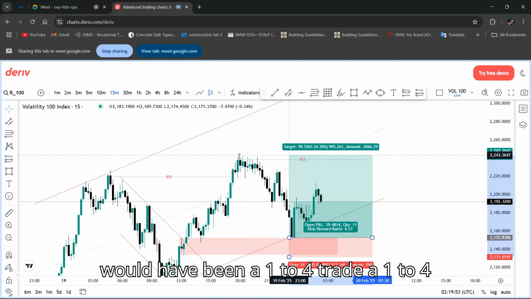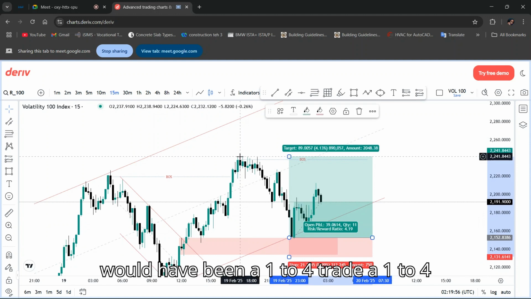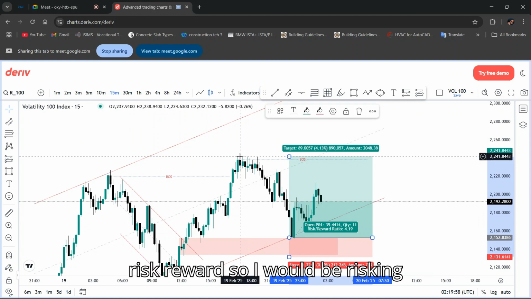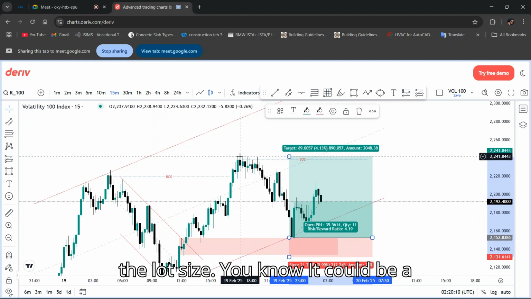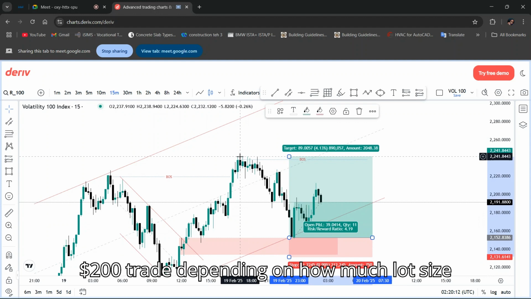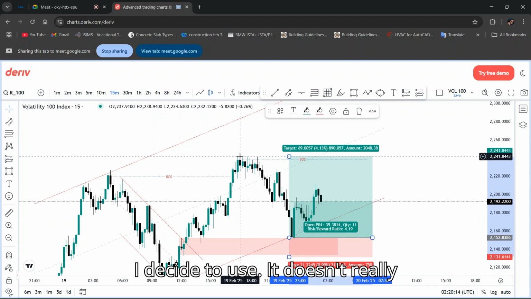On the 15 minute, this would have been a 1 to 4 trade, a 1 to 4 risk reward. So I'll be risking maybe $10 to make $40, or depending on if I'm going to increase the lot size, it could be a $200 trade depending on how much lot size I decide to use. Doesn't really matter.